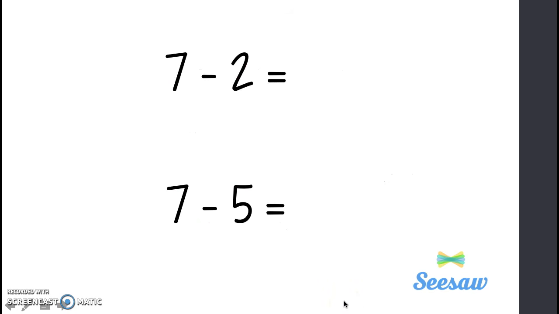All right, we're going to practice subtracting with 5 groups. So you have 2 number sentences, 7 minus 2 and 7 minus 5. I would like you to draw 2 pictures, one for each, and then show me the fastest way to subtract. What would you cross out? Good luck, friends.